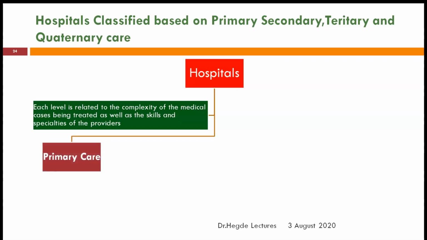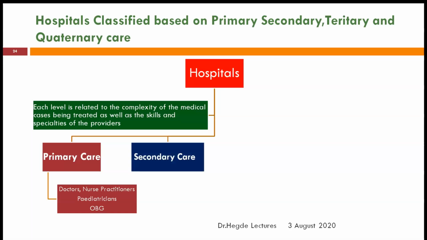Coming to primary care, which is the first point of contact for many of us, the primary healthcare providers may include doctors, nurse practitioners, pediatricians, obstetrics and gynecology. They are the first point of contact for many of us, so directly we go to the primary healthcare providers. Secondary care is a little bit more advanced.